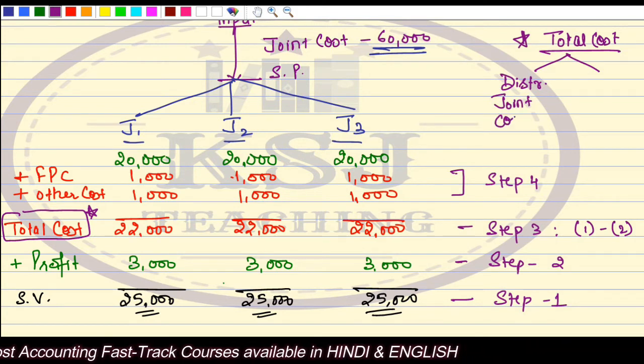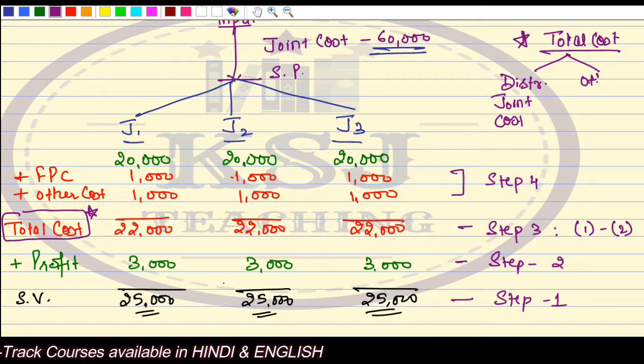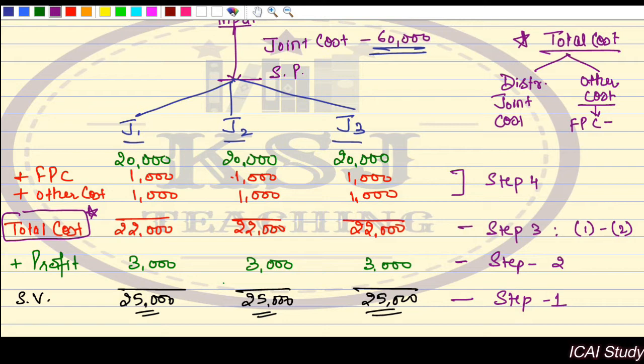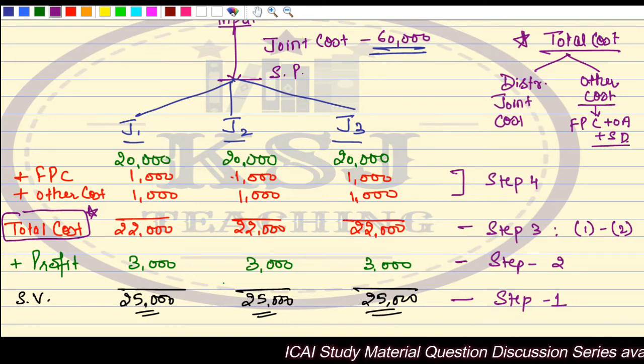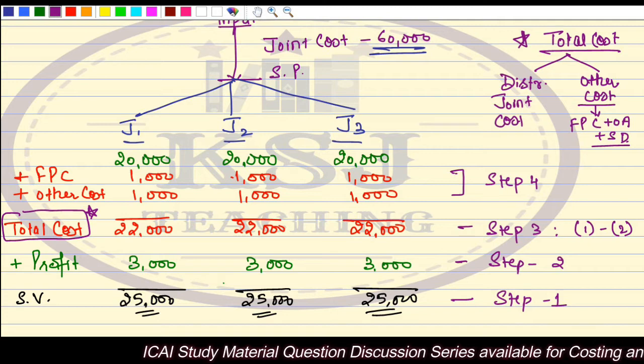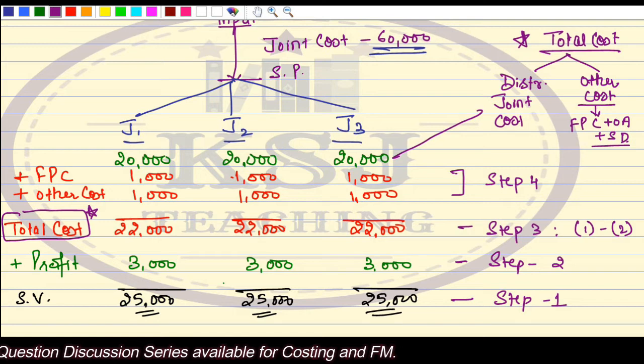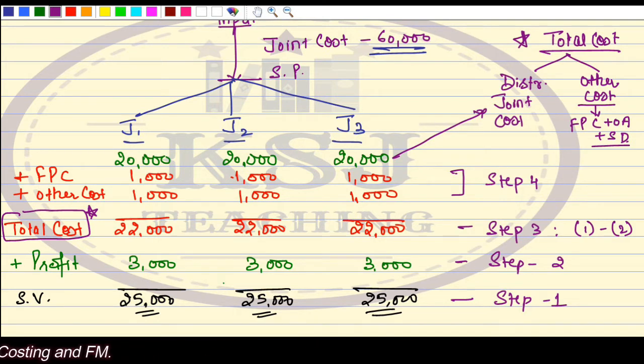Right? And the other component is other costs. Other costs include the FPC, that is further processing cost, then it can be office and administration, selling and distribution, right? So this total cost has two components. One is the distributed joint cost, that is this 20,000 part, right? And the other cost that will include FPC, office administration overhead, selling and distribution overhead. So these are the other costs included in it.